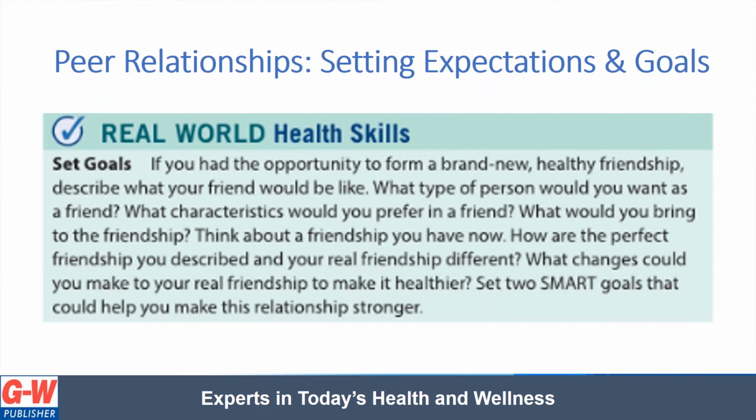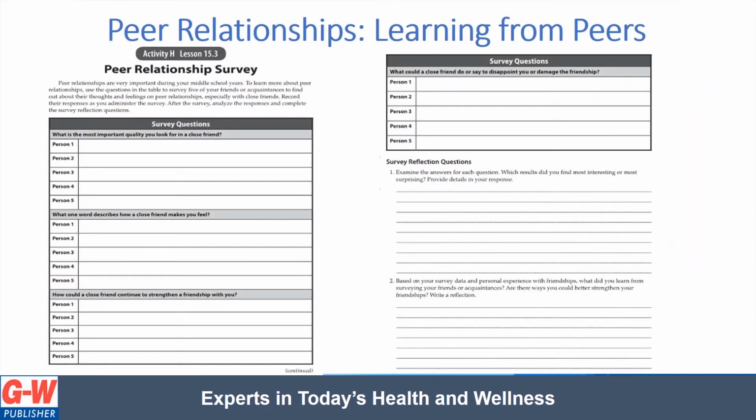You could do a brainstorming activity, a full class discussion, small group discussion, think, pair, share, or even a journal write. But in the end, I want my students to set 2 SMART goals that could help them improve a relationship or make a relationship stronger. Now the students have had a chance to set expectations for what they want. In my opinion, it's time for them to start to learn from their peers.